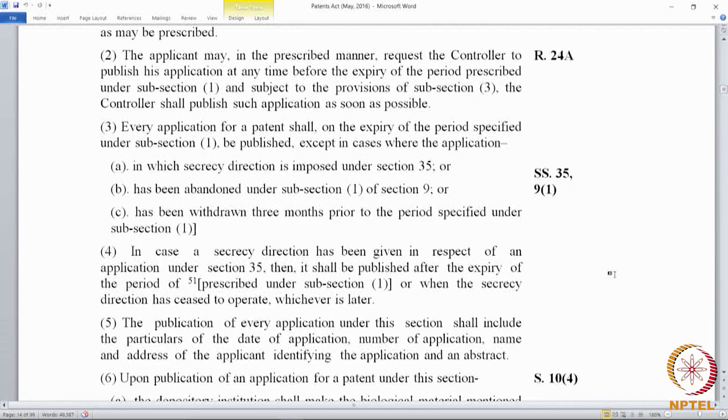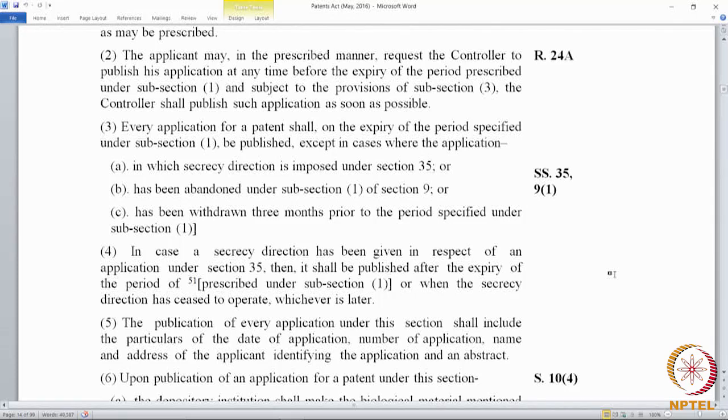So, if there is a secrecy direction passed under section 35, that application is not revealed to the public domain. It does not come into the public domain, it is not published, the publication is withheld. So, the 3 cases where the 18-month publication can be withheld, which largely means that the invention is not in the public domain. Otherwise, the invention is disclosed, it comes out in the public domain.